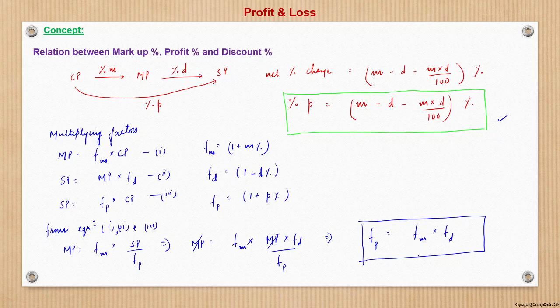Multiplying factor, right? So this is another important one. What we can see from CP to SP is a direct increment of P%. And P% is a combination of M and D, not necessarily M% plus D%, but a certain combination. And that is FM into FD, where FP, the multiplying factor for profit, is equal to the multiplying factor for the markup into the multiplying factor for the discount.